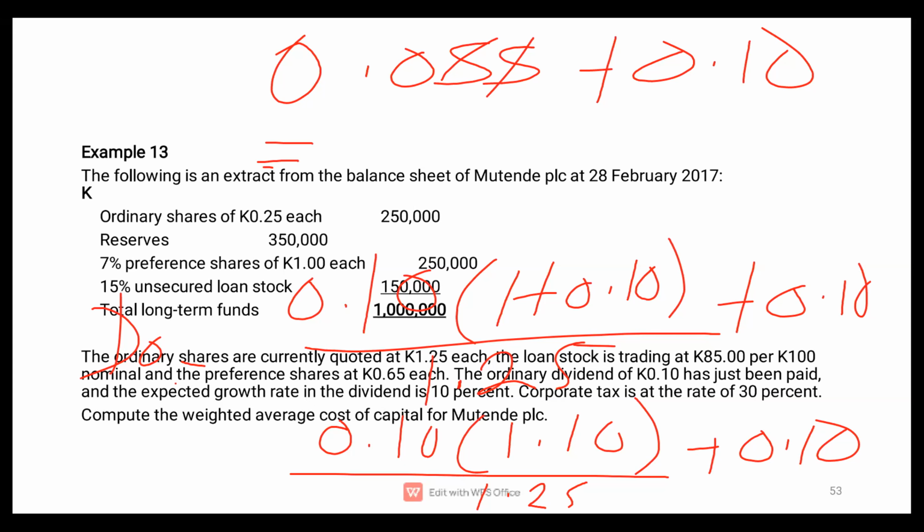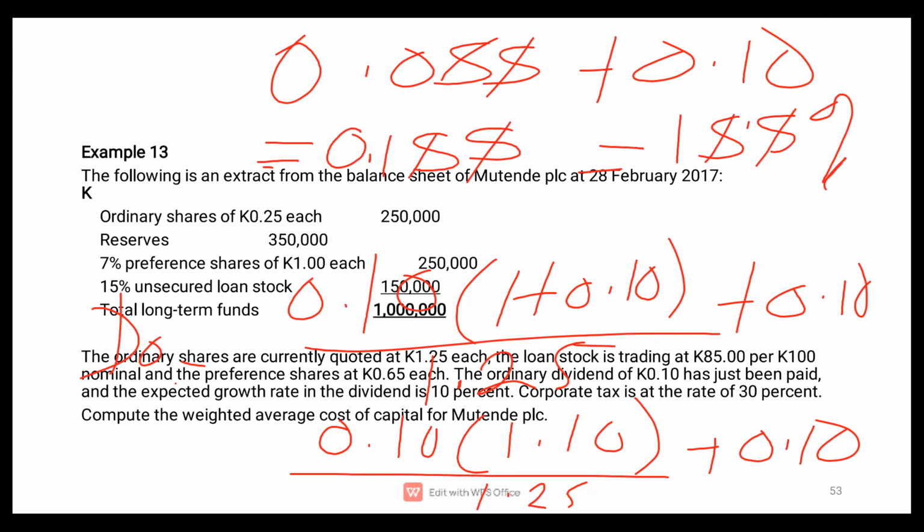0.188. Is it 0.188? Yeah. Okay. When you multiply by 100, that should give you 18.8%, isn't it? 18.8% as the cost of equity.